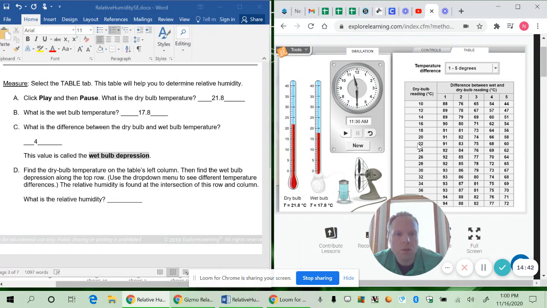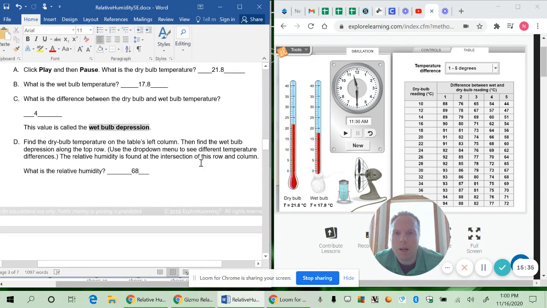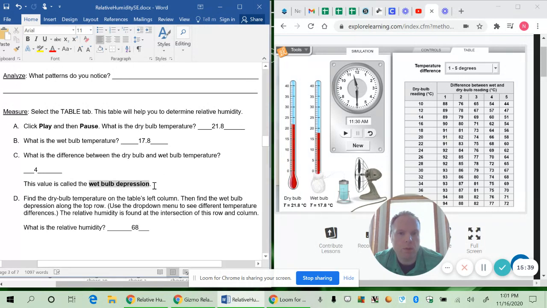So then I'm going to find my 22 again, and then it says the relative humidity is found at the intersection of this row and the column. Okay, so my dry bulb temperature is 22. So I go over, and it makes an L, and I go up to where that's my wet bulb depression, the difference between the dry bulb and the wet bulb. So I go down, I find the 4, and I go down to where it meets 22. So my relative humidity would be 68, okay? So it's 68. And again, this is how we would do it in real life if we weren't doing this in a simulation. We'd have to use a table like this to figure out what the relative humidity is. All right, so click pause on your video, go ahead and complete this step, and then click play when you're ready to go on.